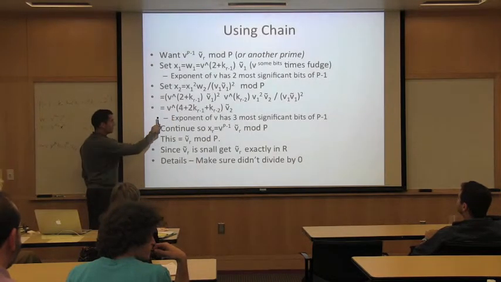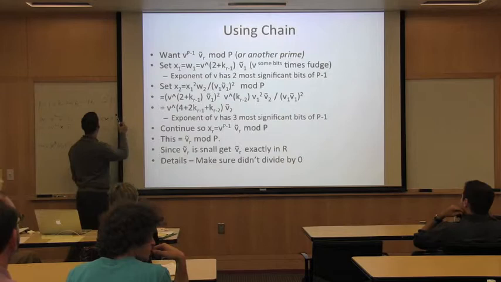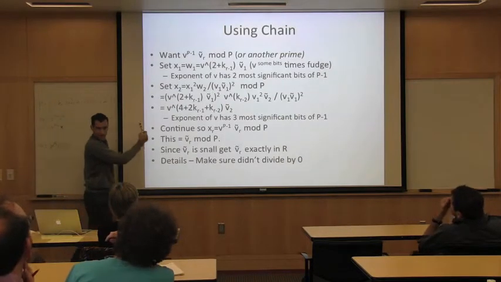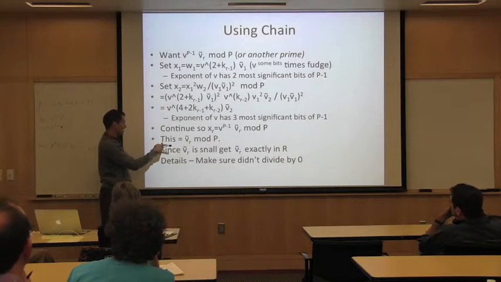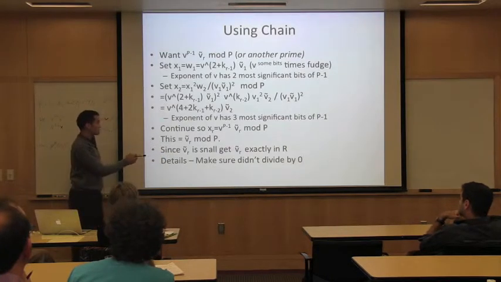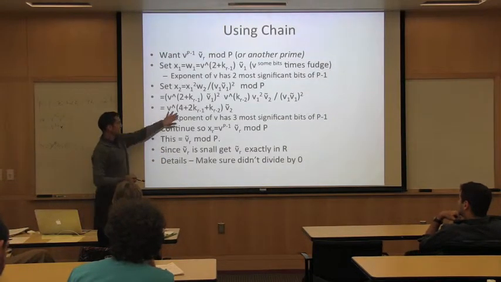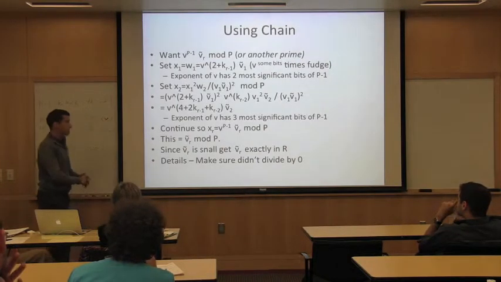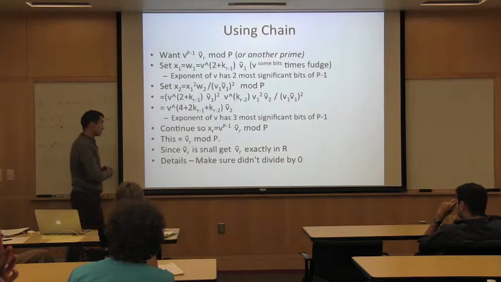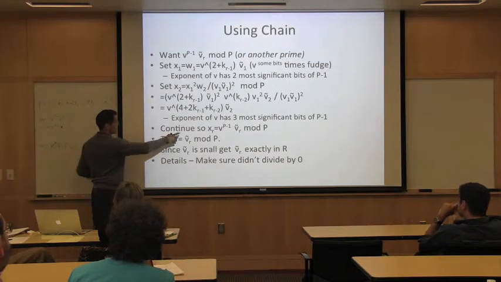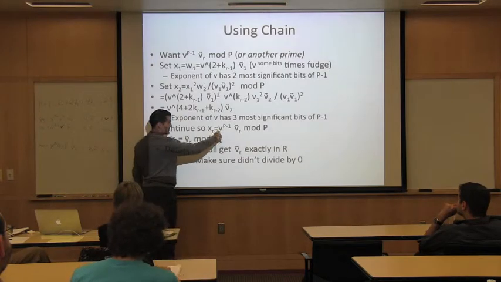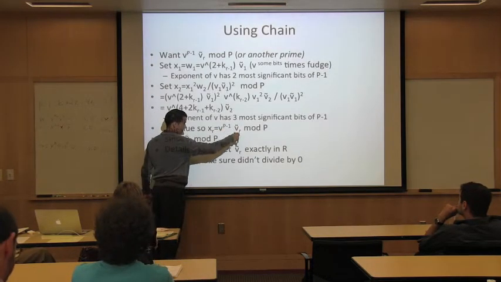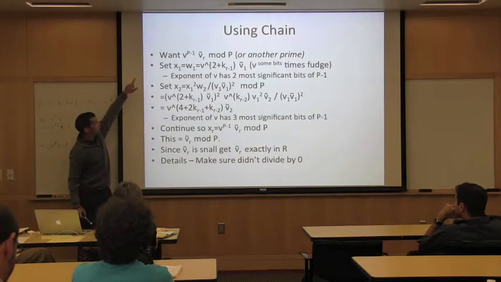So what you've done is you've come to V to the power which has the 3 most significant bits of p minus 1, and a fudge factor. So you can see how this is going. You continue the process, each time getting another bit into the exponent of V. Okay? And all these computations are modulo this big prime, capital P. So at the end, your rth value x sub r is V to the p minus 1 times your last fudge factor, conjugate, mod P. That's the thing we wanted.